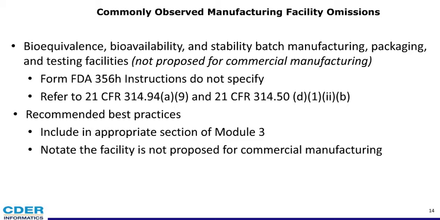The reason that we do need to know about them is the two CFR references I have here, 314.94(a)(9) and 314.50(d)(1)(ii)(b), requiring that the manufacturing facility information for those batches be submitted if those sites are indeed not the commercial manufacturer. So the recommended best practice is to include those sites in Module 3, and within Module 3, make sure you notate that the facility is not proposed for commercial operations, but manufactured the exhibit batches.